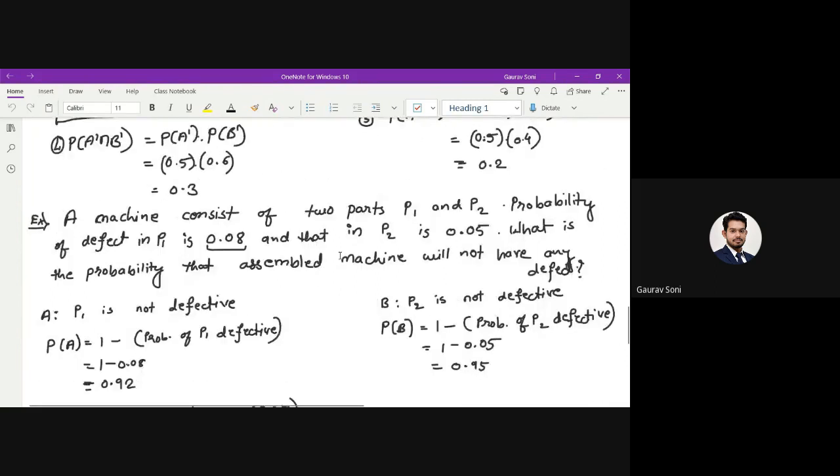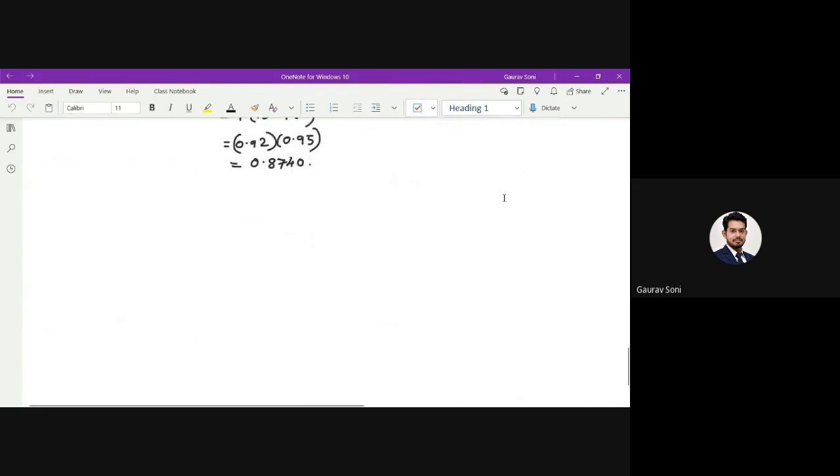These things we have seen, we have also solved two examples. Again, one example we will solve and then we will move towards the conditional probability. So, example.